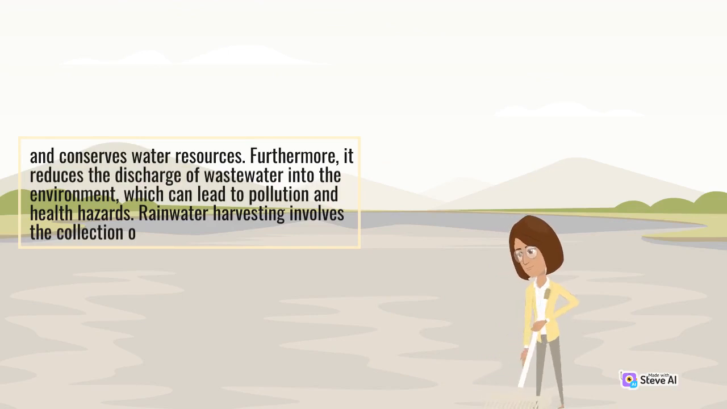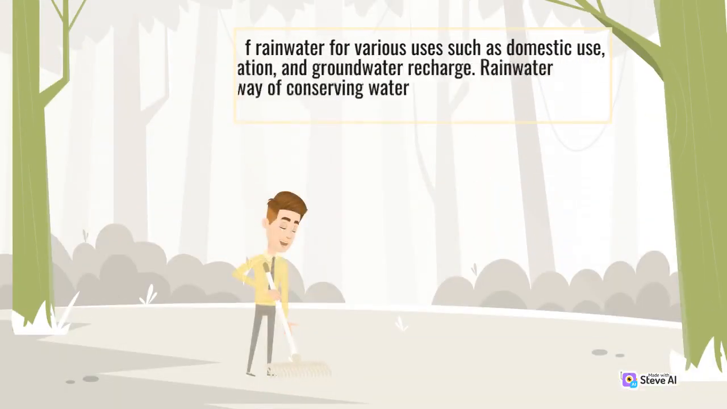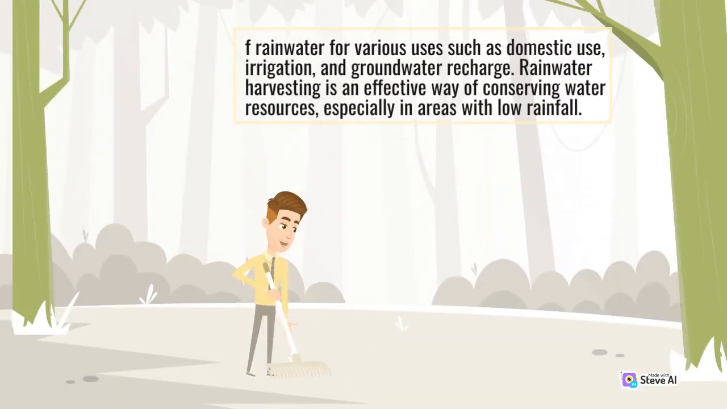Rainwater harvesting involves the collection of rainwater for various uses such as domestic use, irrigation, and groundwater recharge. Rainwater harvesting is an effective way of conserving water resources, especially in areas with low rainfall.